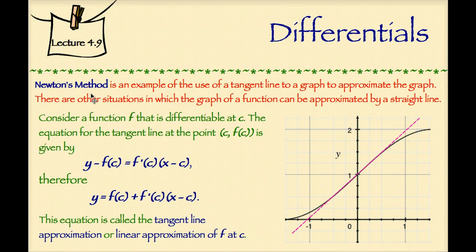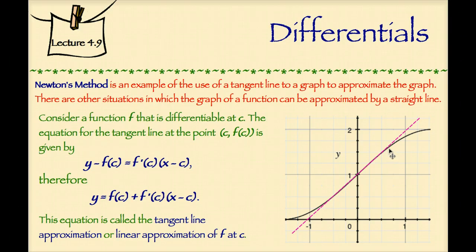Newton's method is an example of the use of a tangent line to a graph to approximate the graph. In this case, we were using the tangent line to approximate zeros of the function. There are other situations in which the graph of a function can be approximated by a straight line. Notice the curve that is graphed here and then the tangent line at the point 0, 1. For a certain interval around that target point, you can see how closely the values on the tangent line approximate the values on the curve.